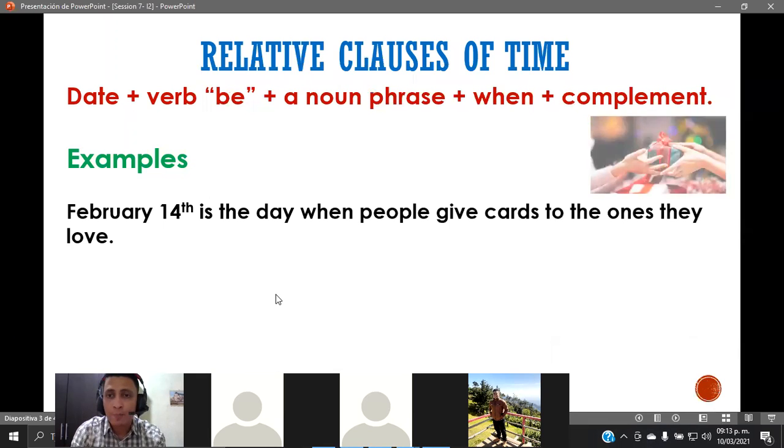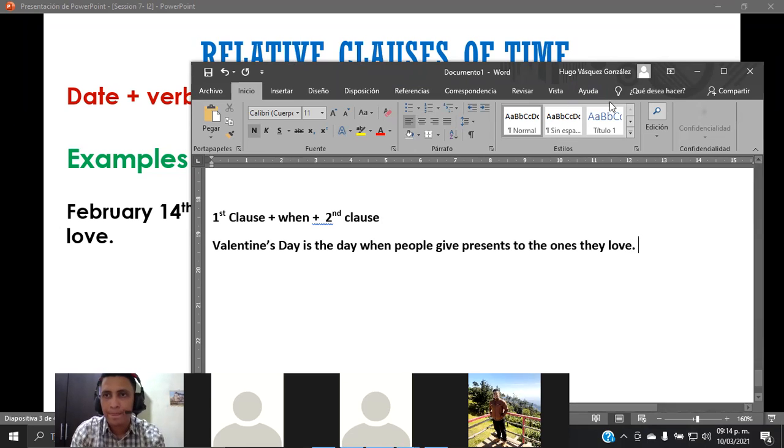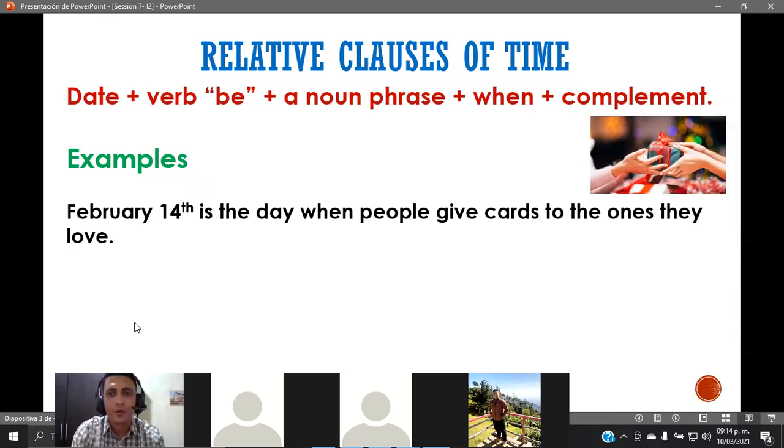Okay, that is one. Another, on that date, we tend to celebrate Valentine's Day. Valentine's Day is the day when people give cards or give presents, it could be, to the ones they love. So it depends, people give cards or people give presents. So we know very well that on that date, or the possibility, it could be like Valentine's Day is a day when people give presents to the ones they love. Okay, one example.